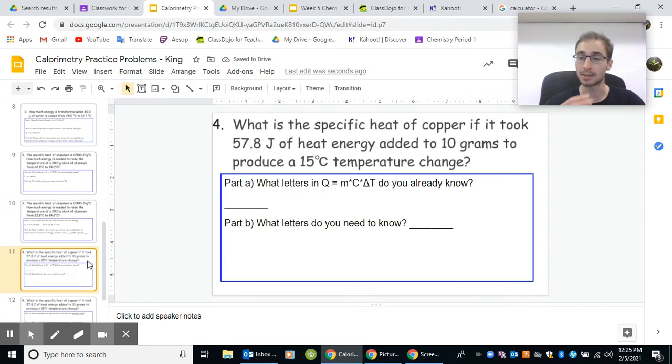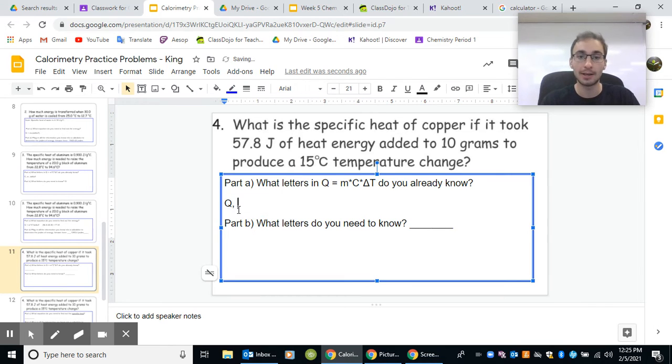Number 4 is the trickiest. Now it's a little different. It's asking what is the specific heat of copper if I took 57.8 joules of heat energy, added to 10 grams to produce a 15-degree temperature change. What letters in Q equals MCΔT do I already know? If it has a number attached to it, I know it. It says 57.8 joules, so I do know Q this time. It said 10 grams, so I know M, and it gave me the temperature change, so I know delta T. Since I know these three things, I need to find C.